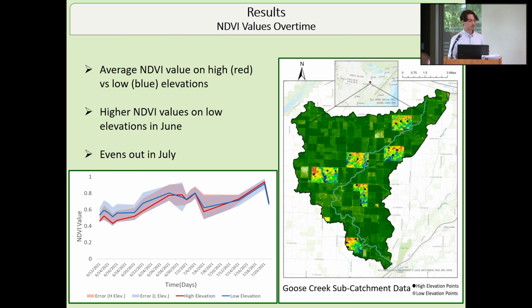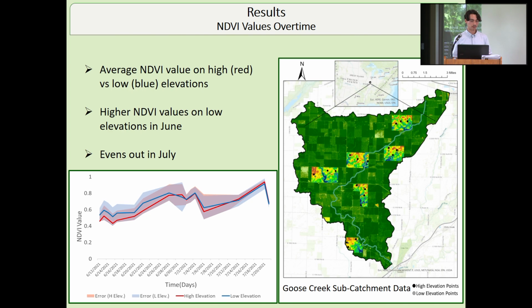So for the results, what I found was that you can see in the graph on the bottom, the blue line is going to be the low elevation points. It's the average of all 18 of those low elevation points, or 19, excuse me. And then the red line is going to be the average of all those high elevation points. And of significance, what we found was that on the low elevation, the NDVI values were higher compared to the high elevation for those specific study areas. And in the month of July, they evened out or were of not significant difference.